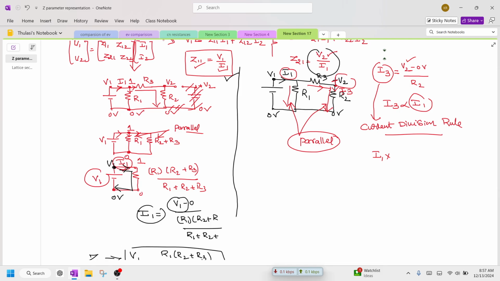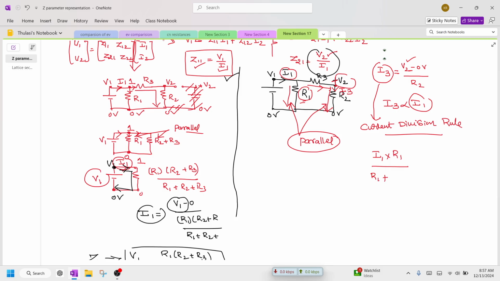So I want the current in this branch, which is nothing but I3. This current is given by the formula total current. What is the total current of the network? I1 multiplied with the branch resistance, the branch current, which is opposite to this one. Okay. So what is the resistance? What is the branch which is opposite to this current, which is nothing but R1. So this is nothing but R1 divided by the sum of resistors which are connected in parallel. What is the first parallel resistance? R1 plus.